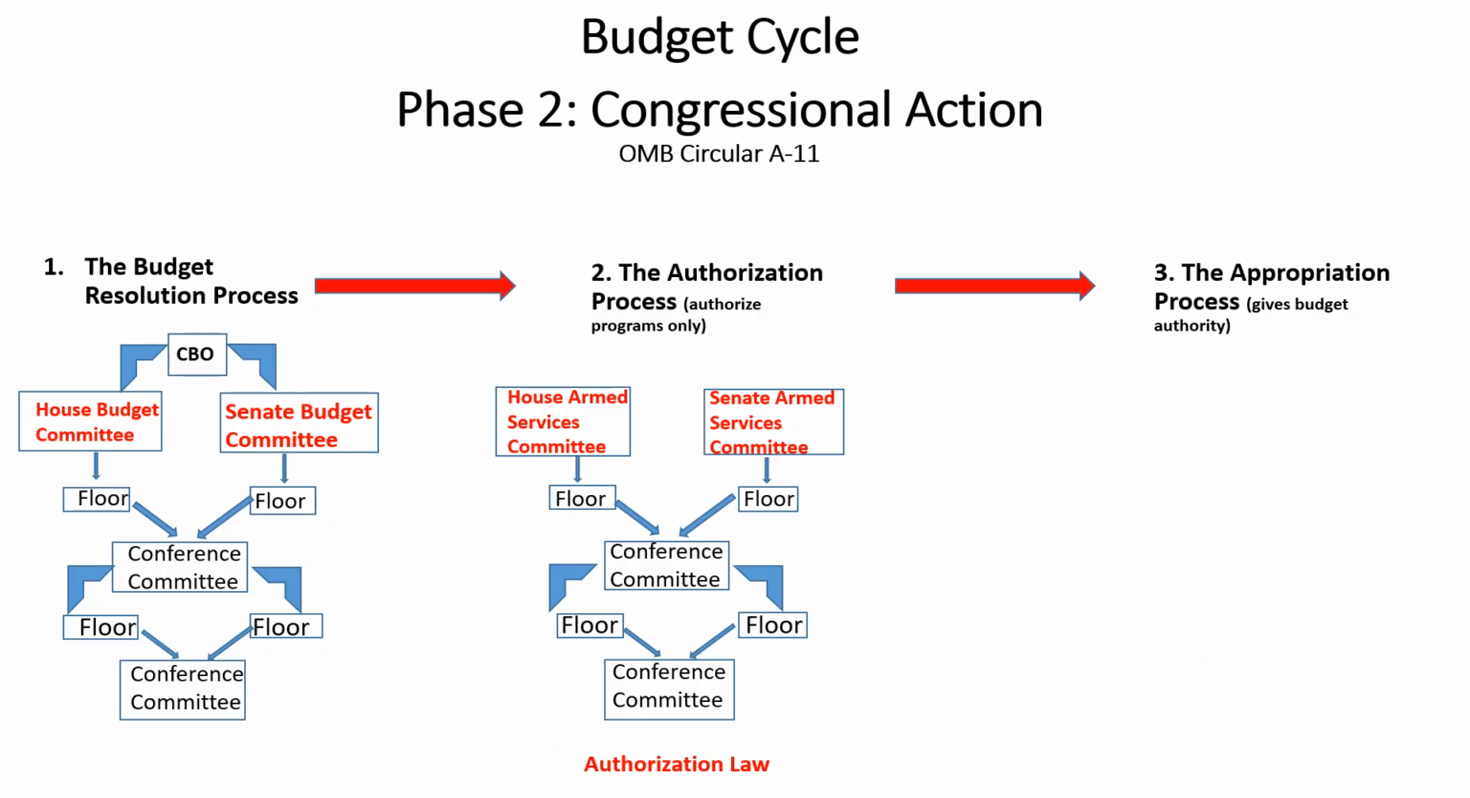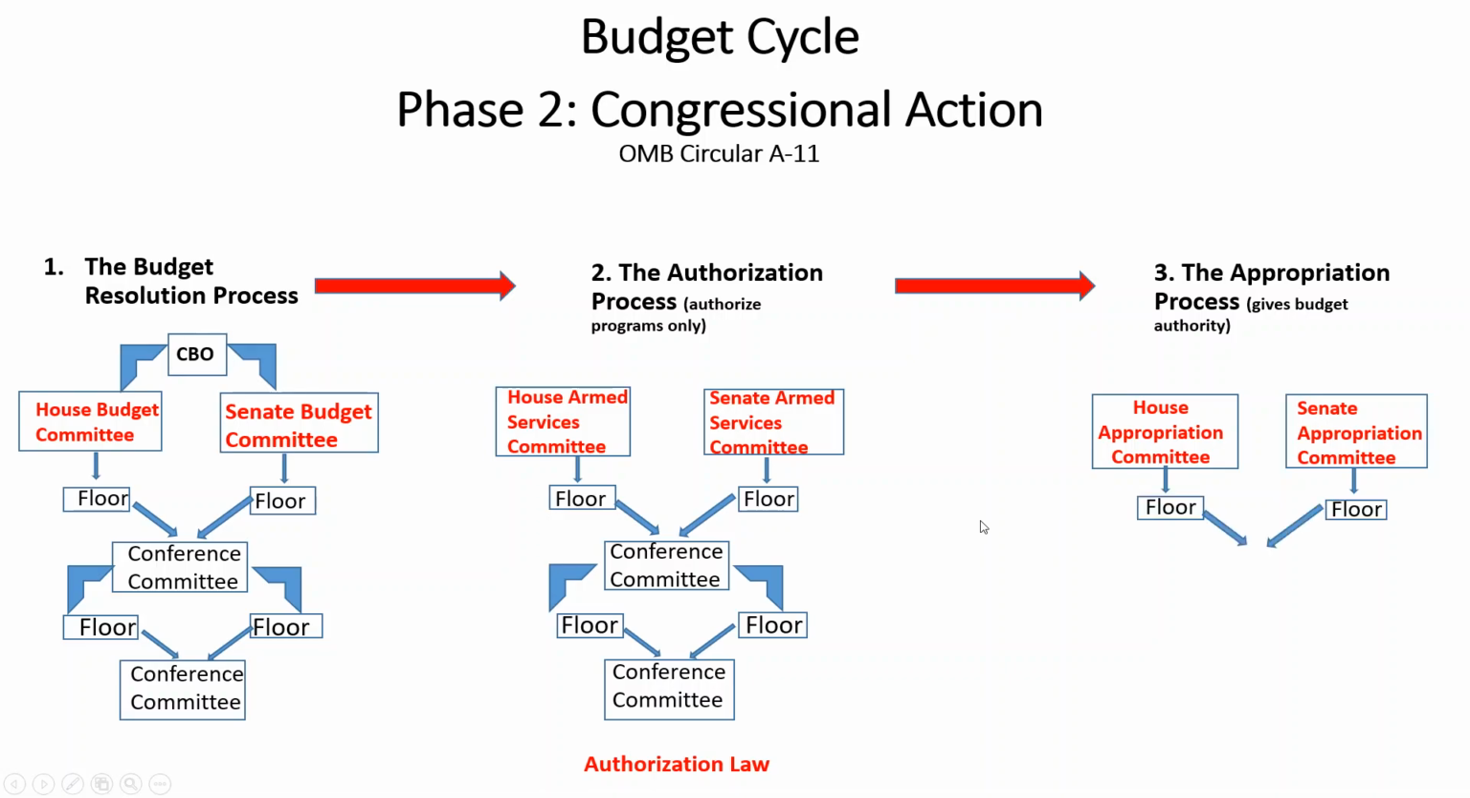The third part of congressional action is the appropriation process. This is the one most of us care about, right? Because this is what grants us the budget authority to commit to obligate these funds. So the appropriation process is the responsibility of the House and Senate Appropriation Committee. It's easy to remember because it has the word appropriation in there. So this is the only one that's a little different from Senate Armed Services. So House Appropriation and Senate Appropriation Committee responsible.